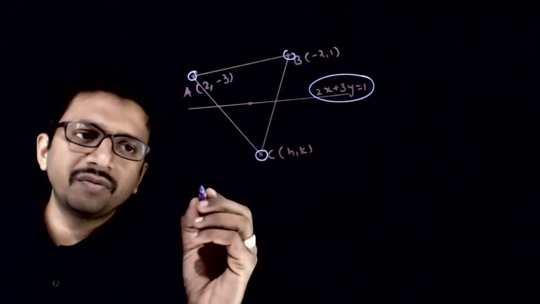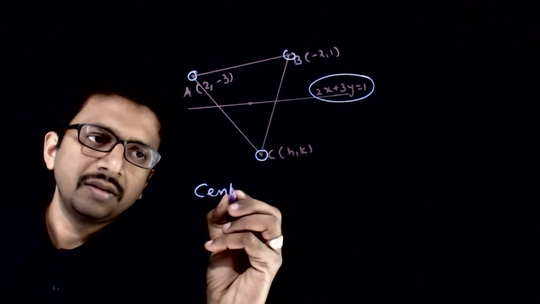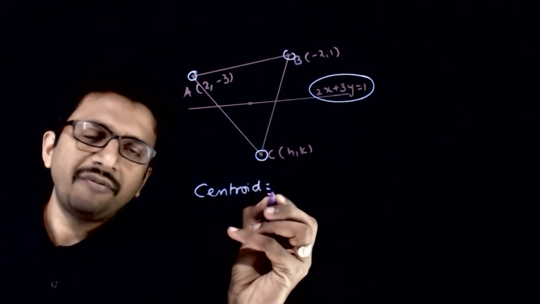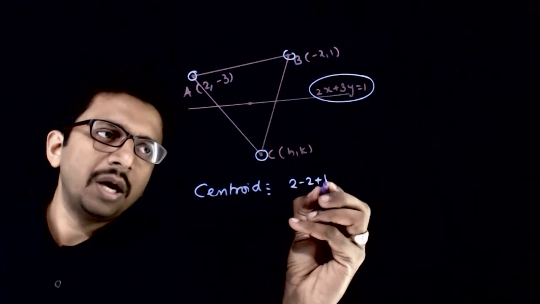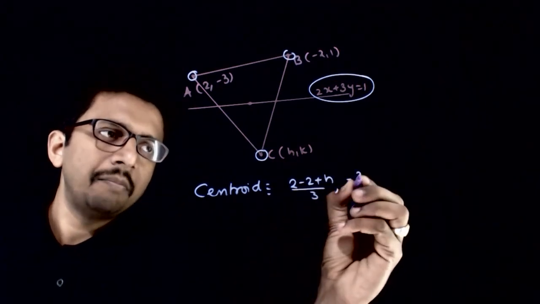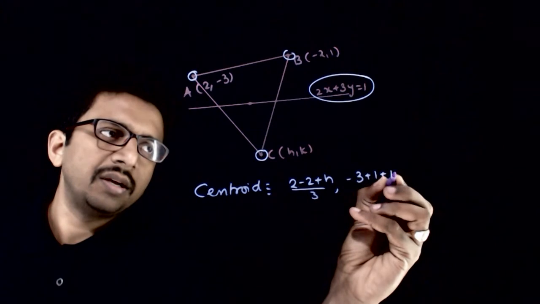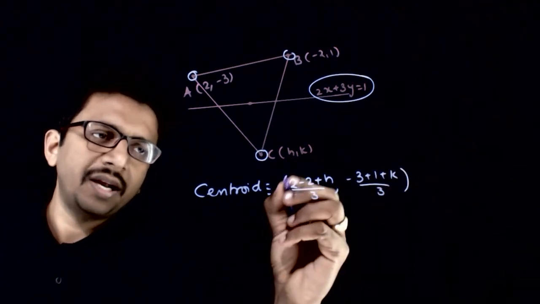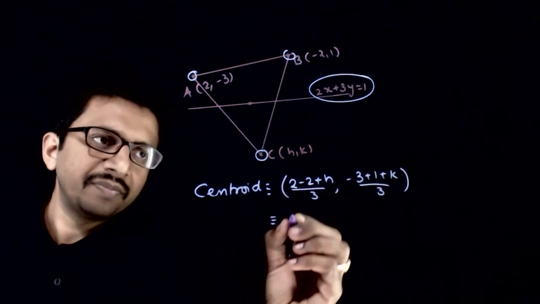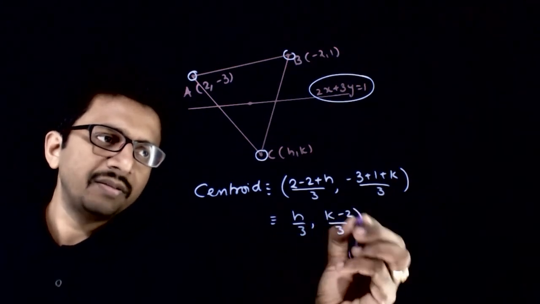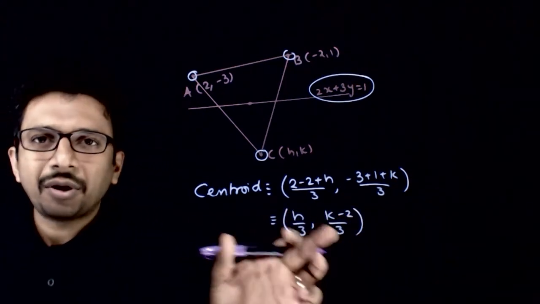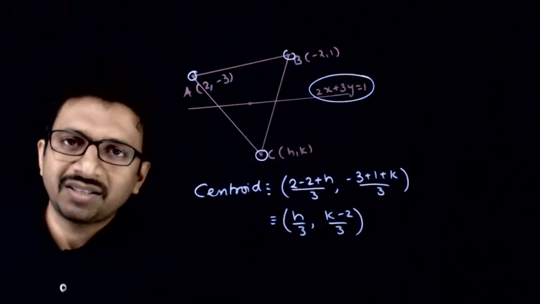Now what is the centroid of this triangle? Centroid by formula is nothing but ((2 - 2 + h)/3, (-3 + 1 + k)/3), right? That is nothing but (h/3, (k - 2)/3). So this is the centroid of this triangle if the third vertex is (h, k).